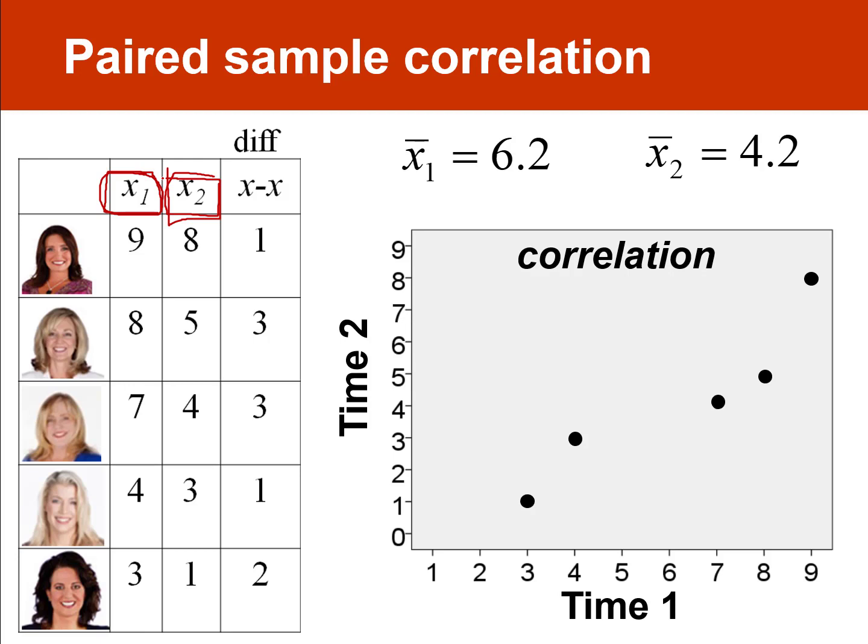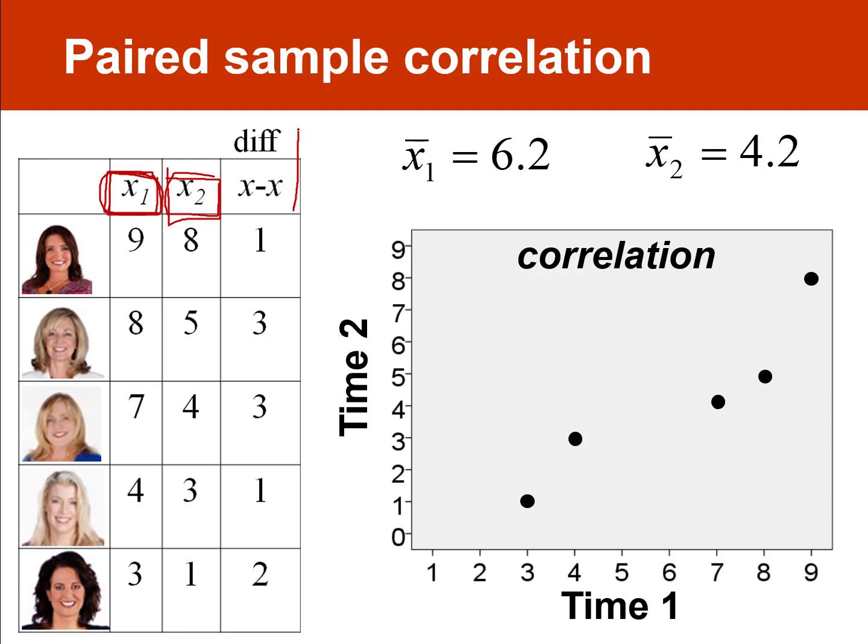So I have 2 scores from every case on the same variable. And when I have this type of data set, there's actually 2 different questions we could address. So we've been looking at the question about whether there's a difference between x1 and x2. Or in the sample of women, that's a question about whether there was a change in their level of self-doubt from time 1 to time 2.